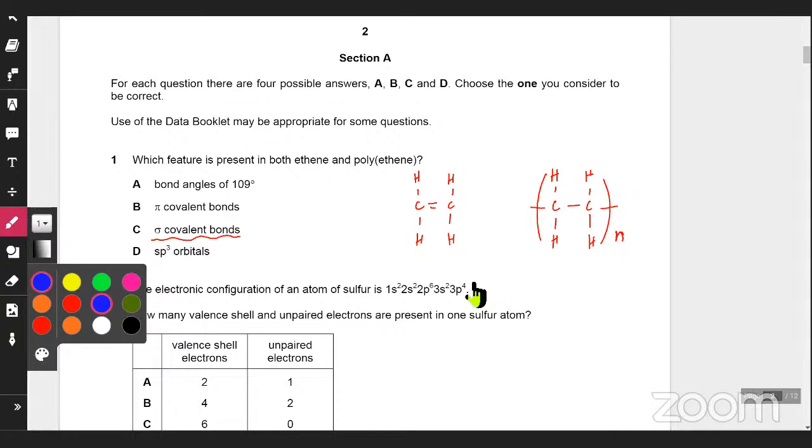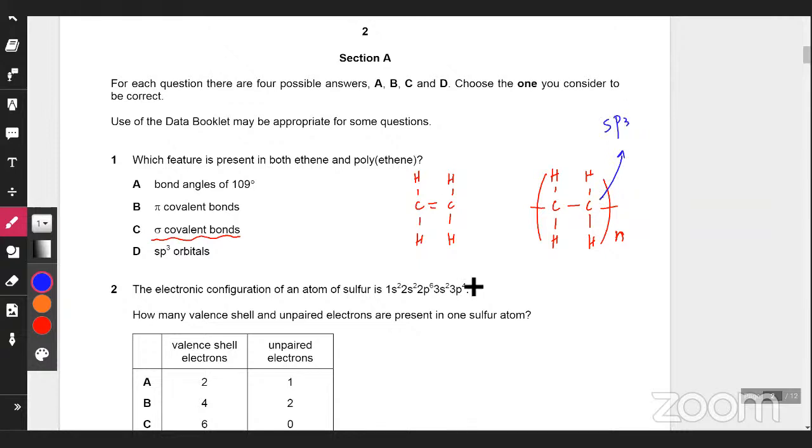Which one has sp3 hybridization out of the two? Polyethene. Yes. Okay, this one is sp3. This one, on the other hand, is when it's bonded to three atoms, that's sp2. Pi bonds, these are your pi bonds. Double bond, you have a pi bond. Bond angle is 109.5. That's also going to be sp3.